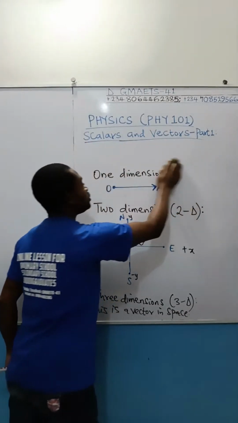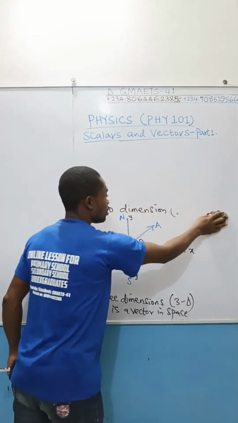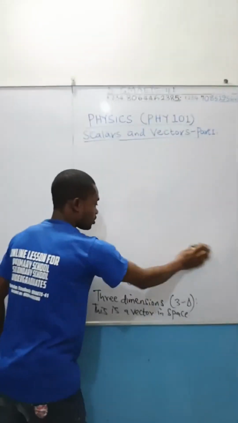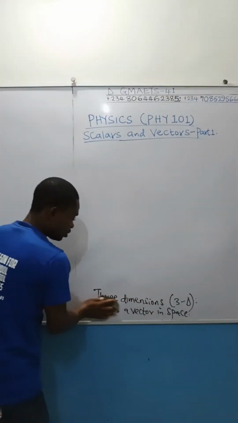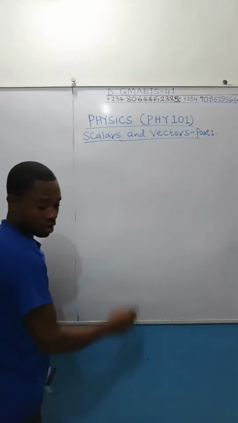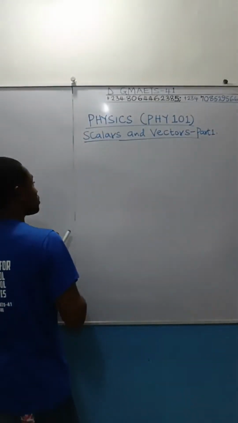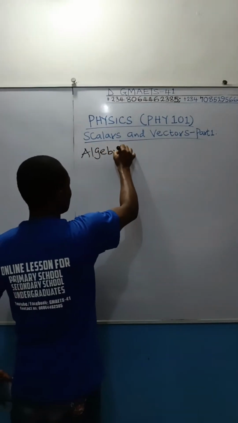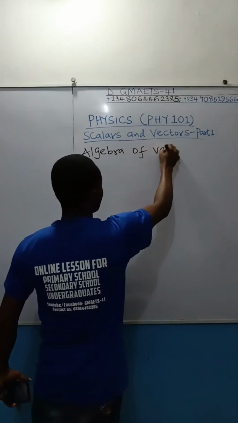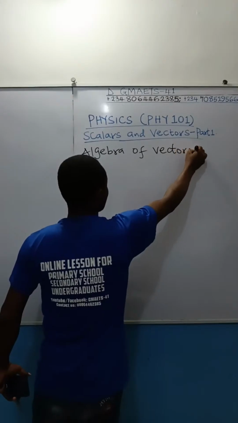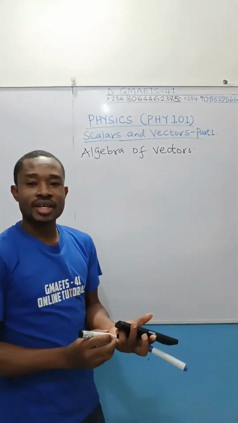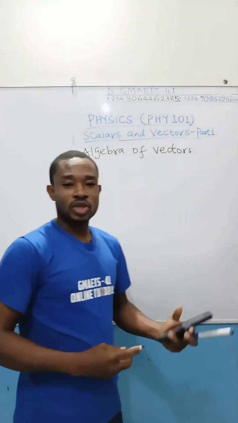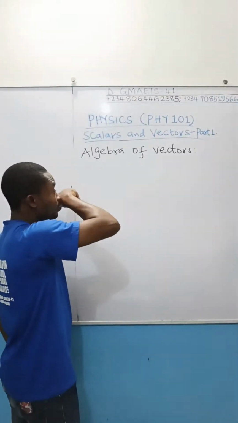Let's move on to algebra of vectors. Algebra of vectors: calculations that are being done on vectors. Okay, so like I said, vectors can be added, vectors can be subtracted, vectors can be multiplied.